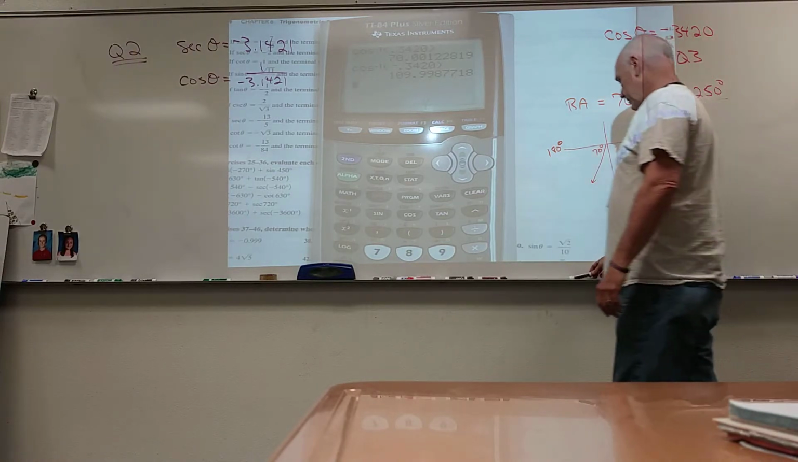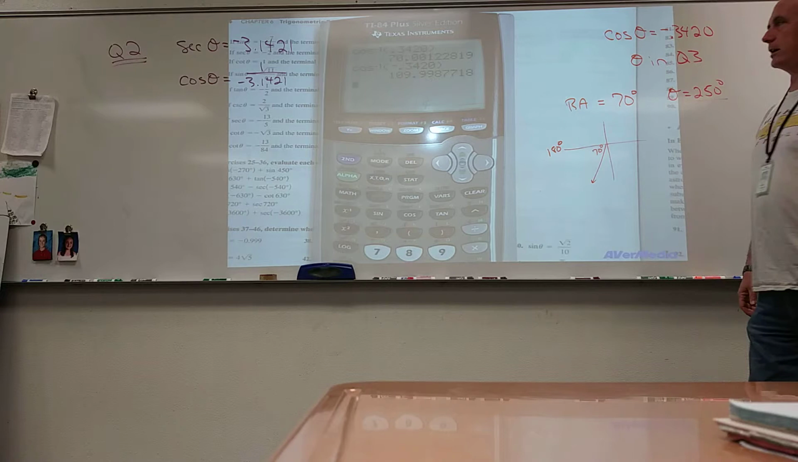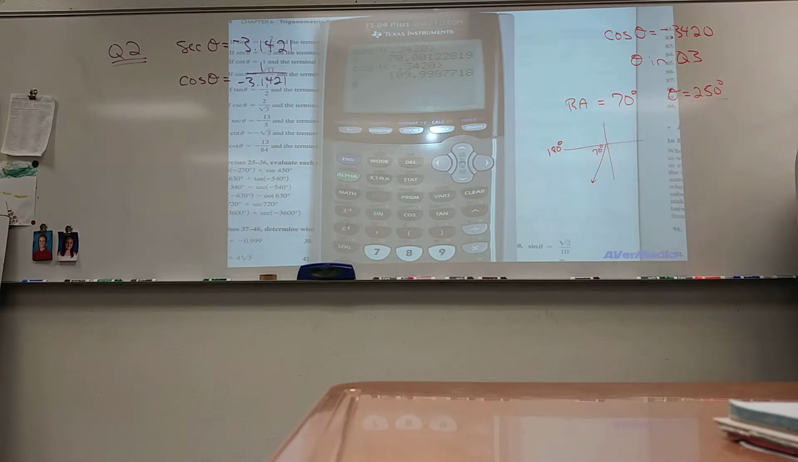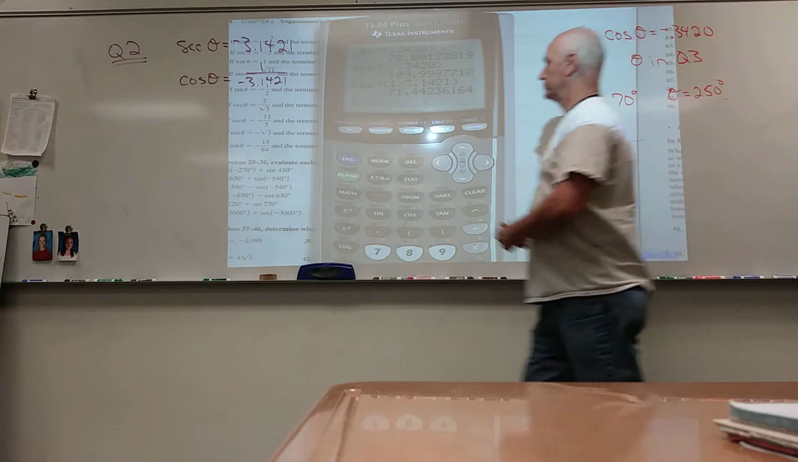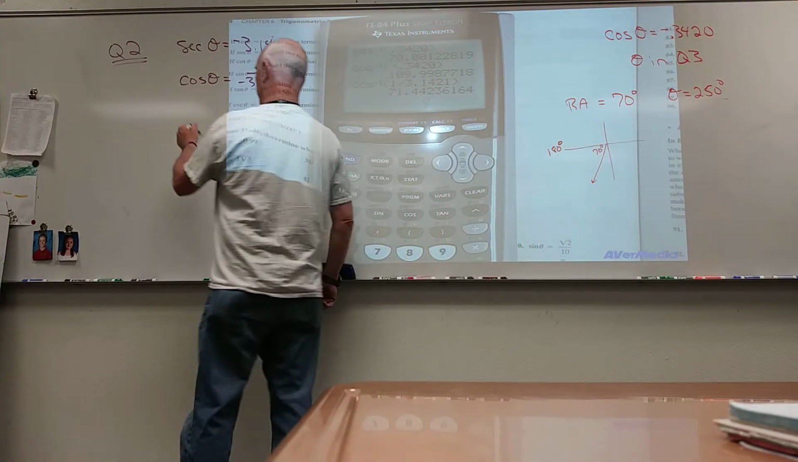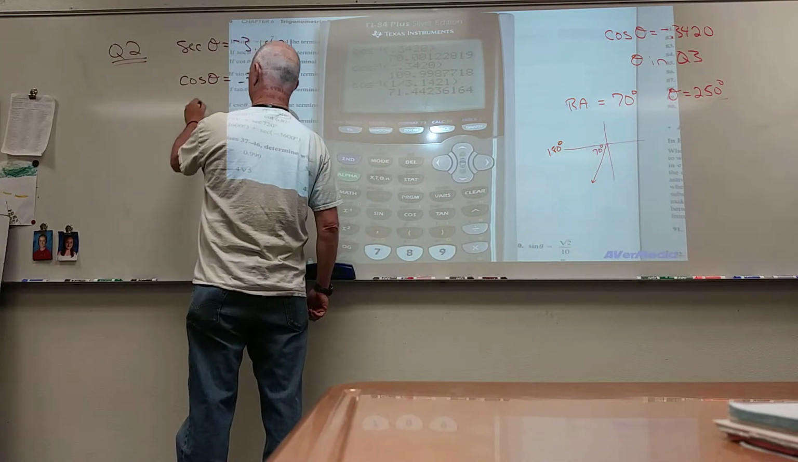We do 1 over the value, now cosine, so what are we going to type in? 1 over 3.1421, second cosine, right? And so we get 71. To the nearest degree, it's going to be 71 degrees.